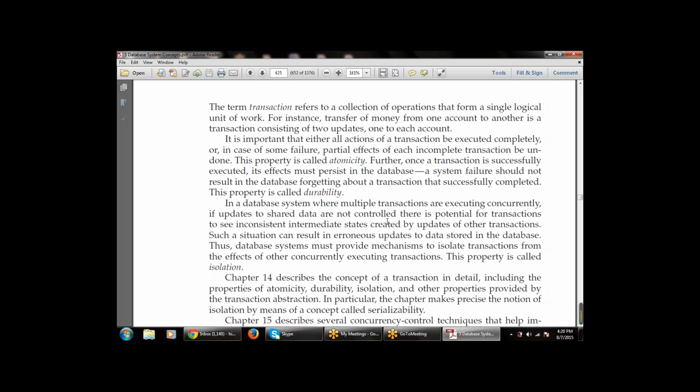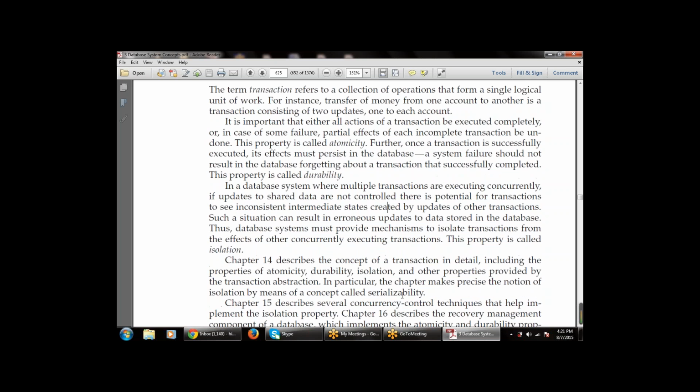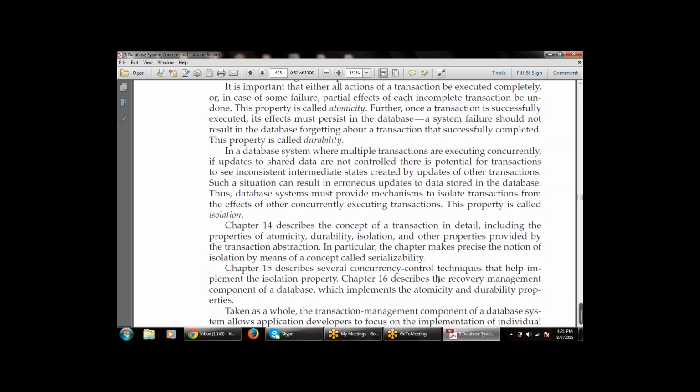First, one transaction will be executed and the output will be displayed. The next transaction will be executed, and then the output will be displayed. That is serializability. Then chapter 15 describes various concurrency control techniques, and chapter 16 talks about recovery management. So 14 is the basics of transactions, 15 is concurrency control techniques, and 16 is recovery management techniques, the various recovery management components available in a database.